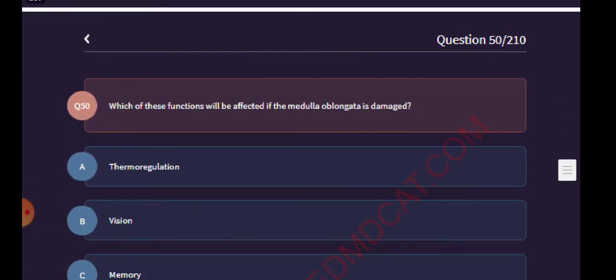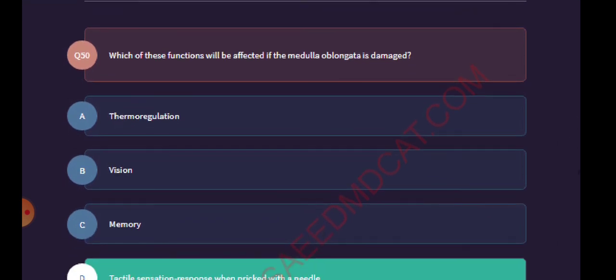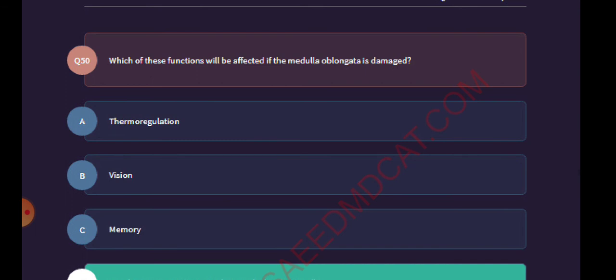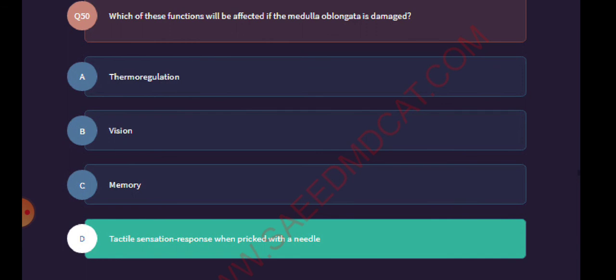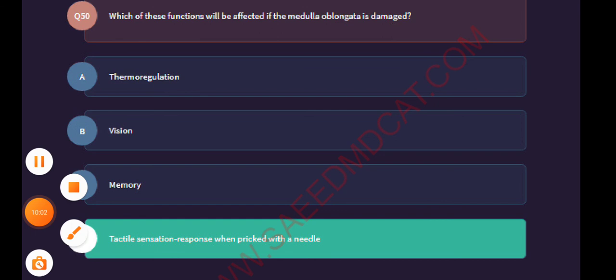Which of these functions will be affected if the medulla oblongata is damaged? Tentacle sensation response when pricked with a needle.